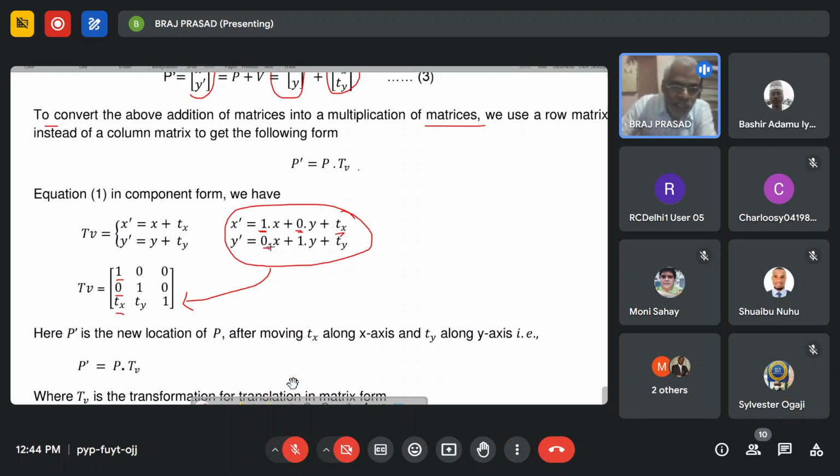Similarly, y dash can be written like 0 1 and ty, and we add one more column for simplicity in calculation. To simplify the matrix form, we add one extra column, that is called the homogeneous column.